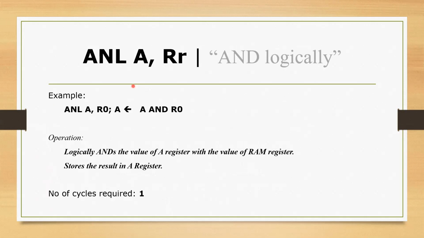So next, syntax of AND register, that is ANDing the accumulator register with a particular RAM register. Any RAM register can be ANDed with the accumulator register, that is ANL A, R0. The content of R0 register and the content of A register get ANDed, and the result will be stored in A register. So logically it ANDs the value of A register with the value of RAM register, and stores the result in A register. Number of cycles required is 1.